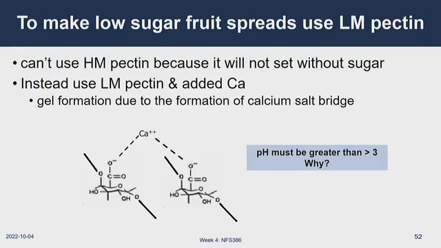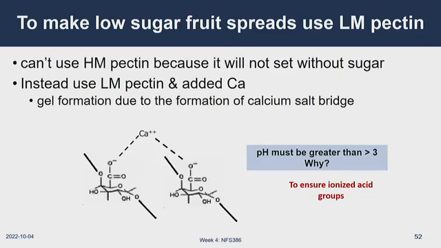The opposite. So how about making low sugar fruit spreads? When we make low sugar fruit spreads, we usually use low methoxyl pectins. We don't use high methoxyl or HM, because the high methoxyl components need the presence of sugar to gelify or to make the gel.